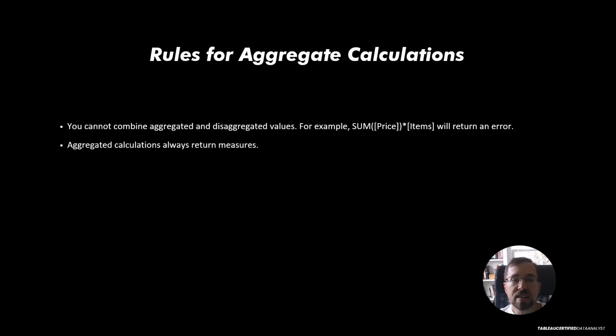Then the other thing is aggregated calculations always return measures. So that's even true if you're using the attrib function on a dimension. It will still give you back a measure, and that's always going to be the result. So that's a couple things to note with aggregate calculations. Now let's talk about the most frequently used aggregation functions.